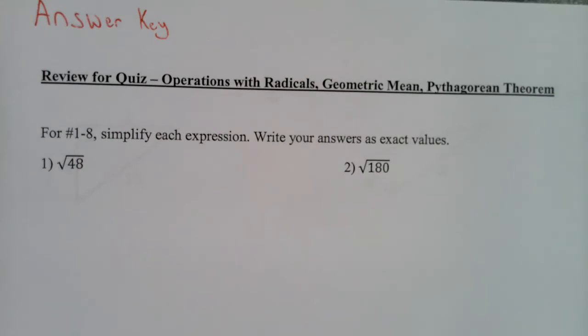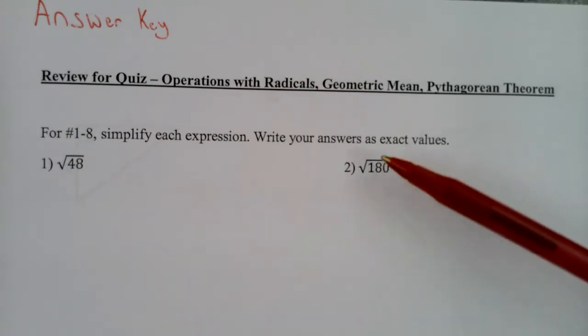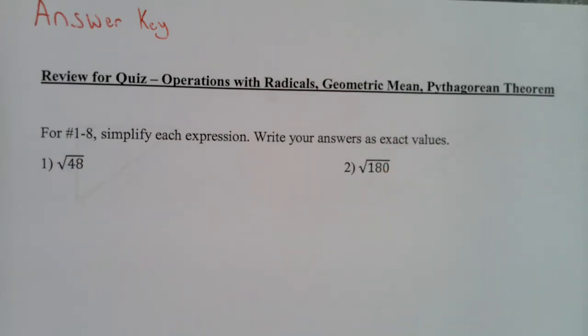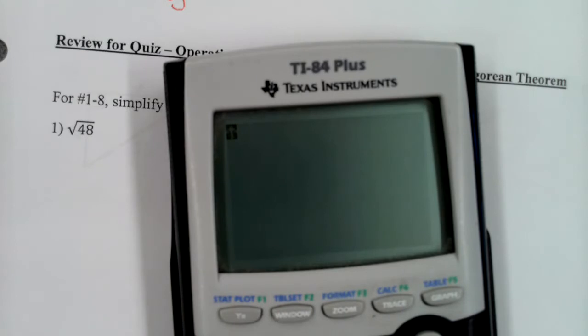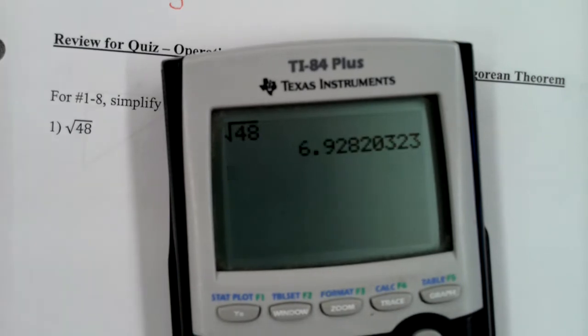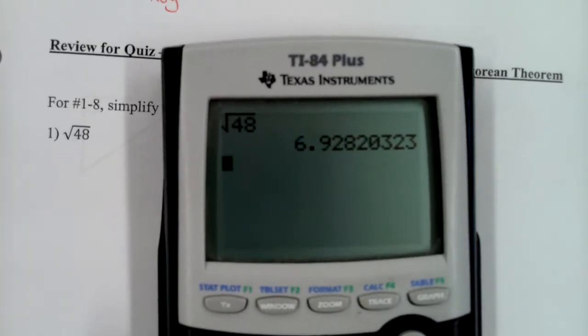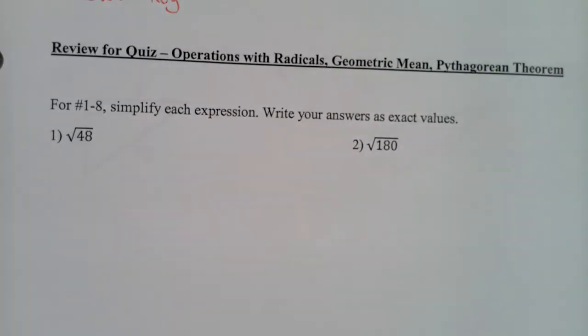Okay, for numbers 1 through 8, simplify each expression. Write your answers as exact values. So that means do not just go in your calculator and type the square root of 48 and get a decimal. That's not what I want for these. I want you to simplify these and give exact answers, so they're going to be in radical form.